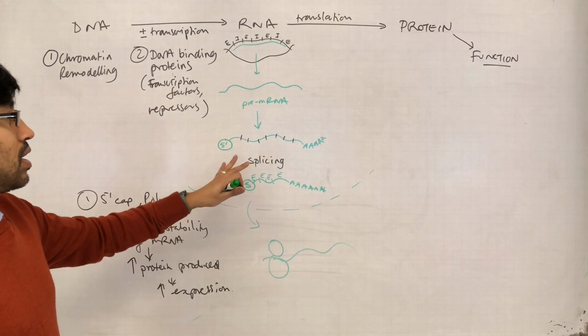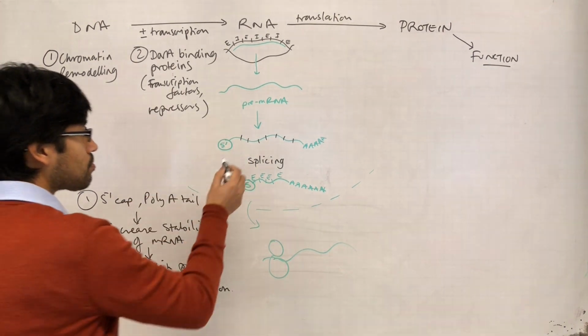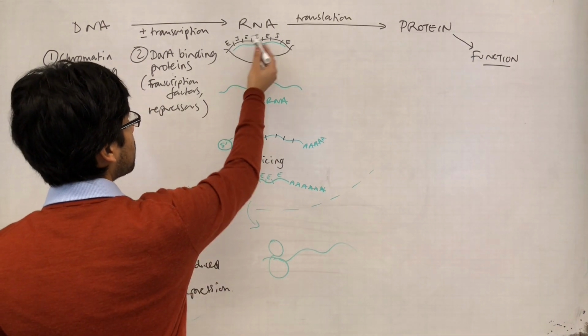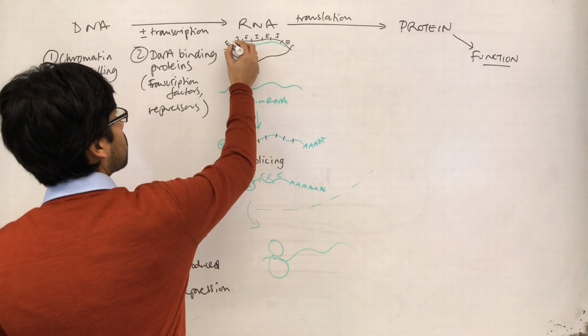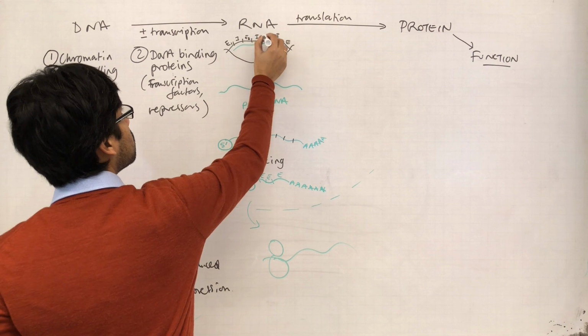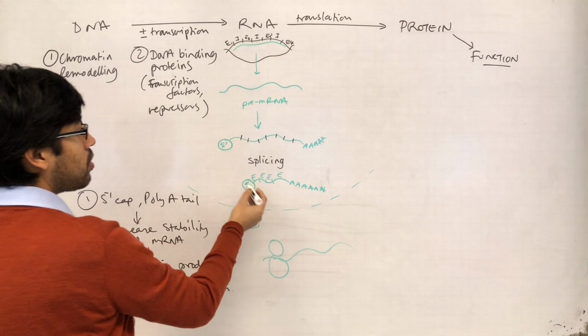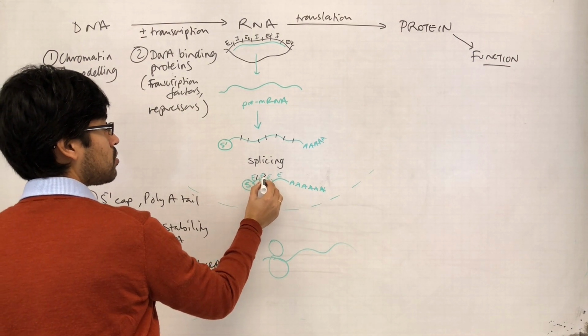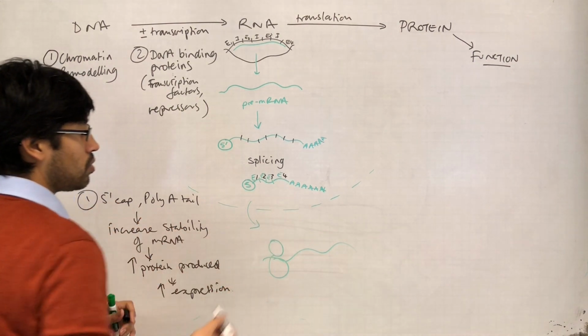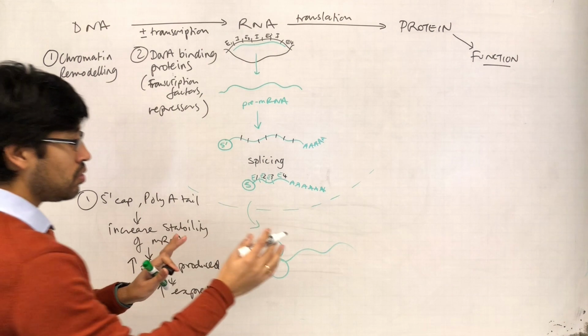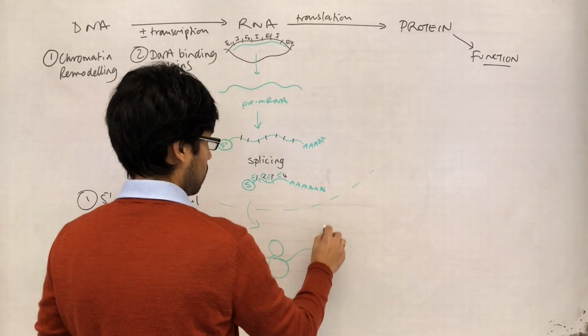The other thing is the splicing. So if I number the exons, we had exon 1, exon 2, exon 3, and exon 4. Now they got joined together, exon 1 to 2 to 3 to 4, and that produced one mRNA.